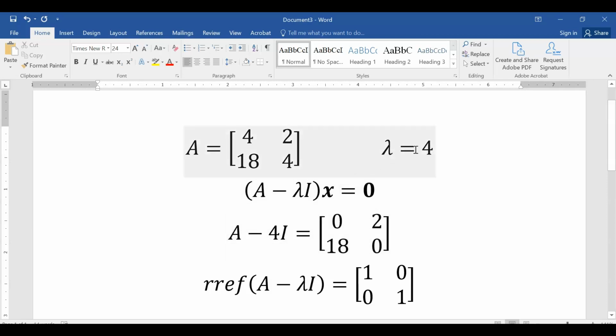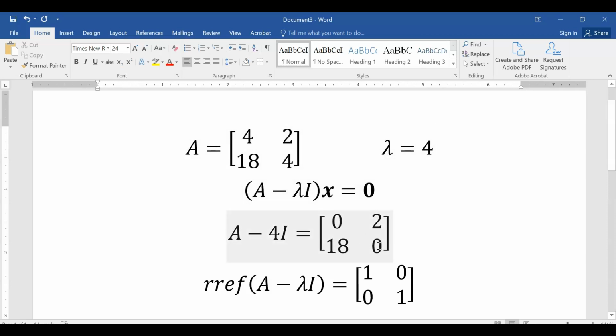Now, once you get good at this, you'll see that the only numbers affected are the diagonals. So when you subtract 4 times the identity, I'm going to subtract 4 from the 1,1 spot, and I'm going to subtract 4 from the 2,2 spot. So 18 and 2 will be left alone. 4 minus 4 is 0, and 4 minus 4 is 0 there.